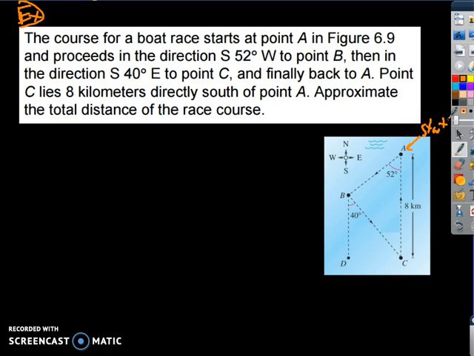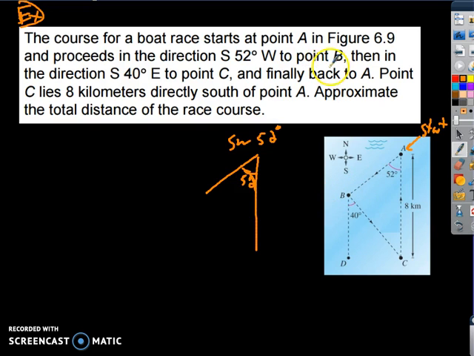And proceeds in the direction south, 52 degrees west. That basically means southwest, 52 degrees. It means southwest from a perpendicular. So you have to think about a vertical line, and then southwest there, 52 degrees from that vertical line. So that's the reason why that's 52 degrees here.